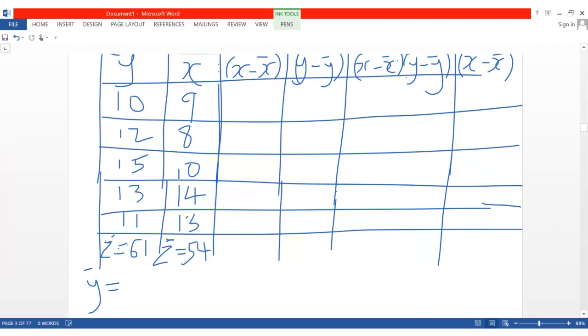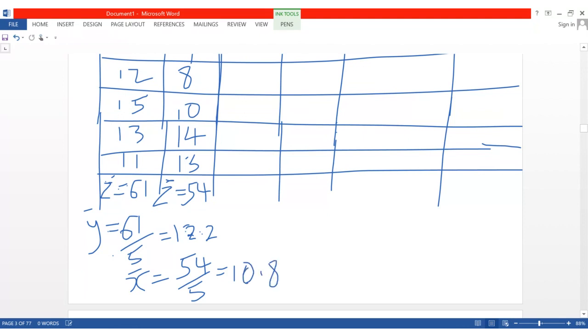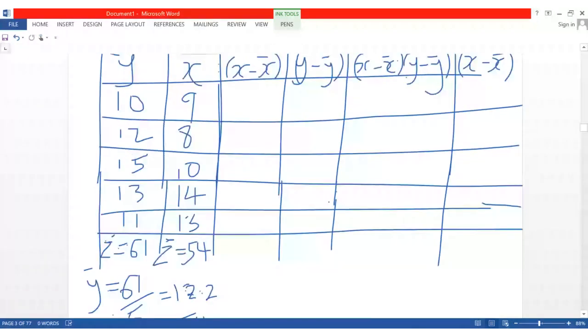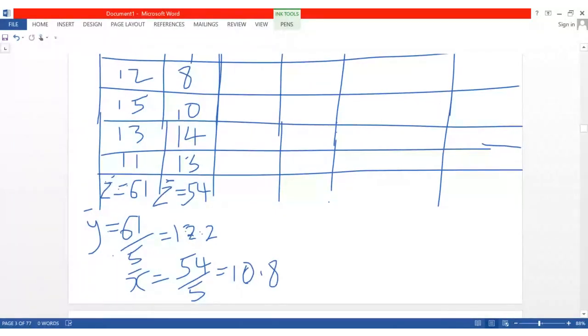So the mean of Y will be basically 61. We have only how many values? We have 5 values. This shall be 61 over 5, and the X bar shall be 54 over 5. When you do this, 61 divided by 5 is 12.2, and 54 divided by 5, I'm getting 10.8. So now what we need to do is to take X minus X bar. We take values of X, then we subtract our mean. At the back of your mind, your mean for X is 10.8.